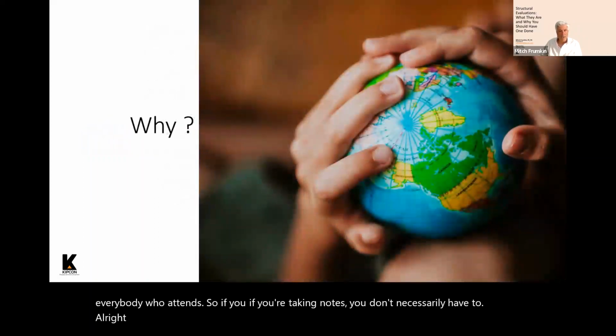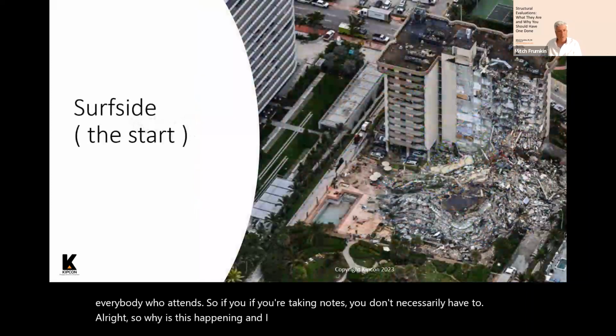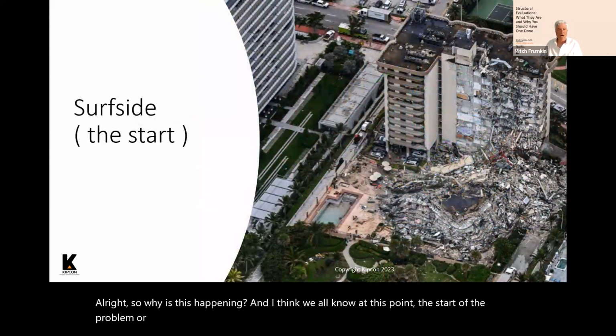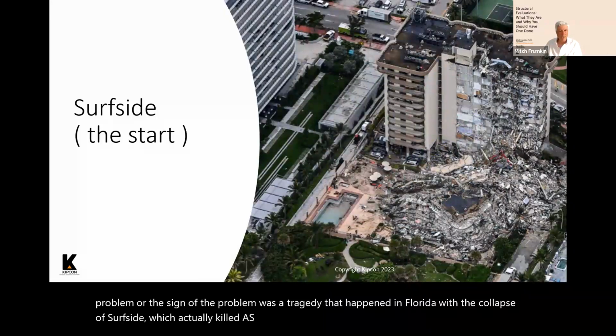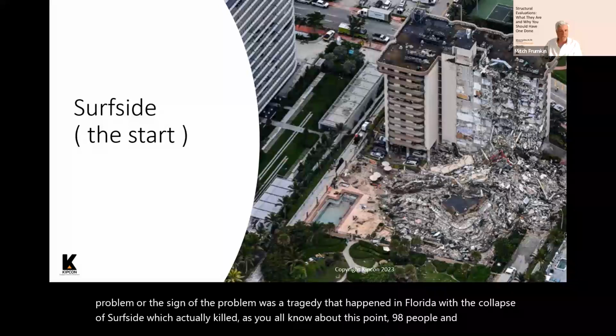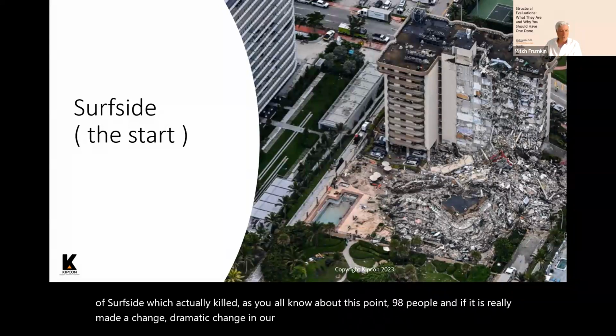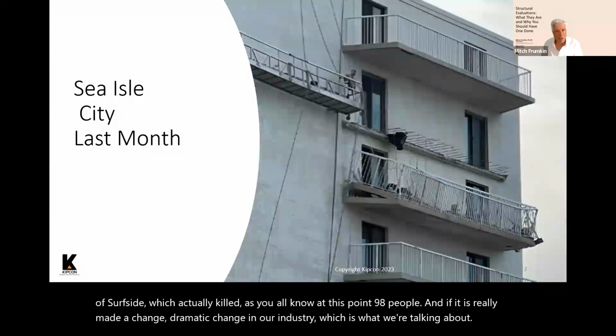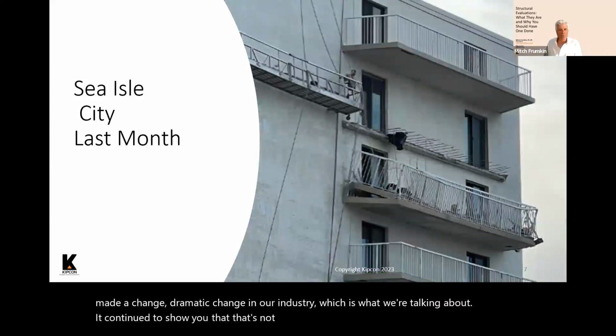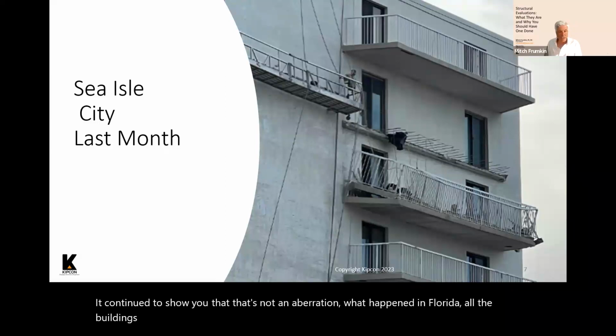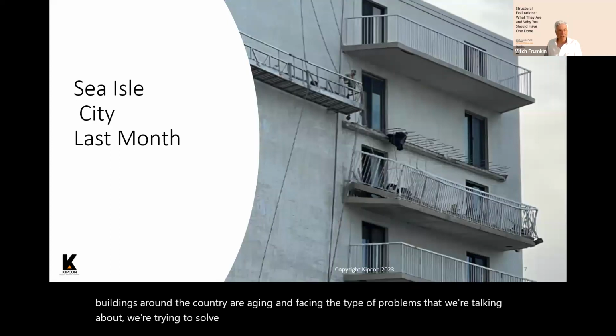All right, so why is this happening? I think we all know at this point, the start of the problem was a tragedy that happened in Florida with the collapse of Surfside, which actually killed, as you all know at this point, 98 people. And it has really made a dramatic change in our industry, which is what we're talking about. It continues to show that what happened in Florida is not an aberration. All the buildings around the country are aging and facing the type of problems that we're trying to solve. And in Sea Isle City, New Jersey, we had a balcony collapse on a condominium that killed a worker.